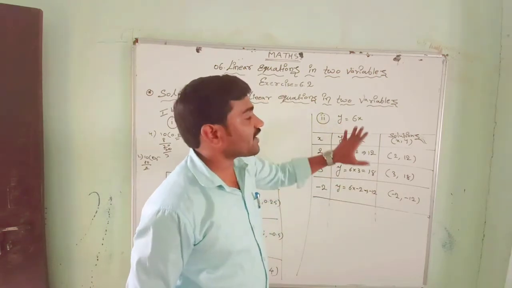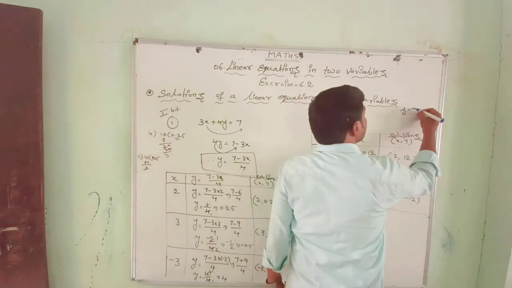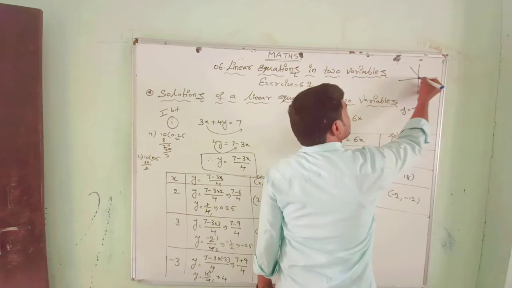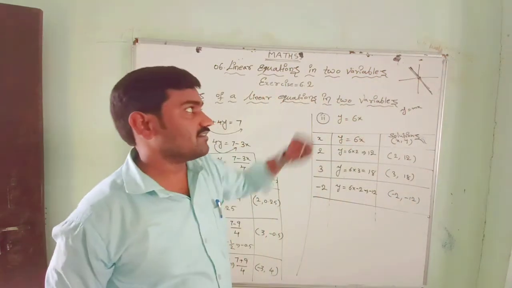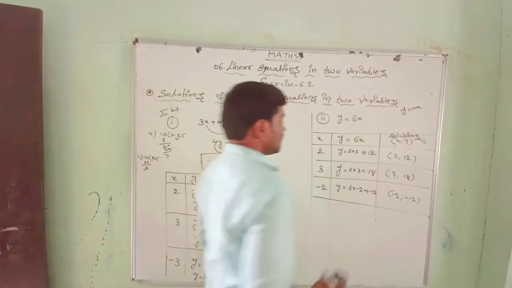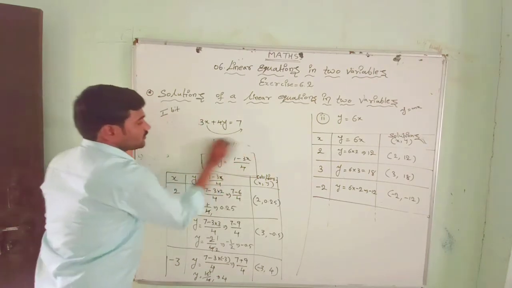If you want to draw the graph of this, you draw it. It is in the form of y equals mx, and y equals mx always passes through the origin, so it definitely intersects at the origin, 0, 0. Okay, these are the three solutions. The next problems we will do also.